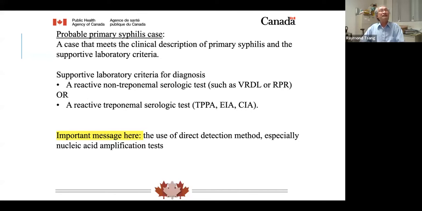The US CDC case definition for a probable primary syphilis case is that it meets the clinical description of primary syphilis and in the presence of supportive laboratory criteria, which are either a reactive non-Treponemal serological test or a reactive Treponemal serological test. The important message I want to bring up here is the use of direct detection methods such as PCR. Because, as the previous slides also show, there is a challenge: even in the presence of positive results in both treponemal and non-treponemal tests, especially with low titer RPR and VDRL, it may not indicate an active primary syphilis infection.